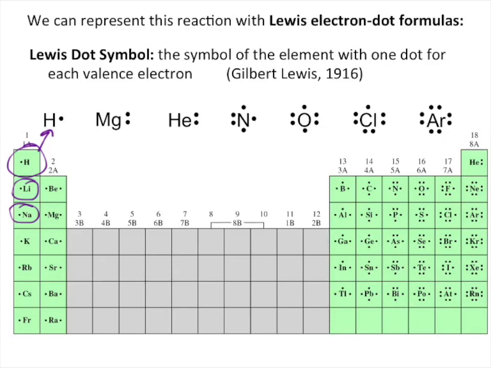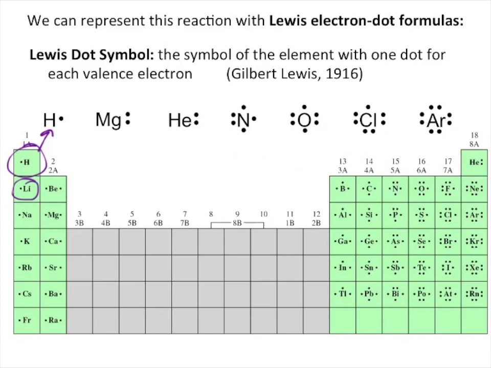Magnesium will have 2 valence electrons, so it gets 2 dots on there. Helium also has 2 valence electrons, so it has 2 dots. Nitrogen has 5 valence electrons, so it will get 5 dots around it, and so on and so forth. Carbon has 4, oxygen 6, fluorine 7. Any noble gas below helium will have 8 dots around it.